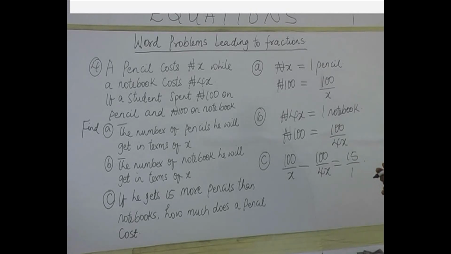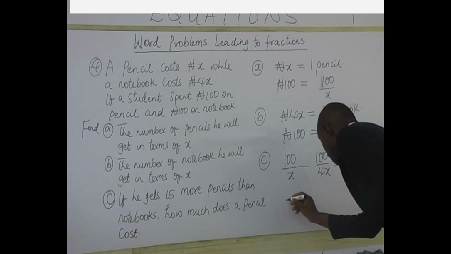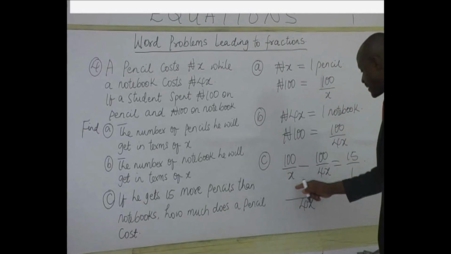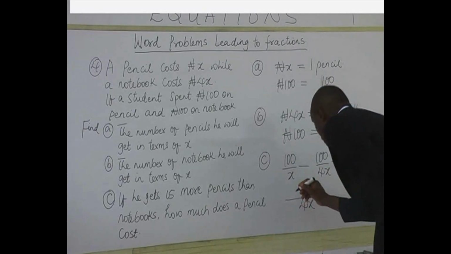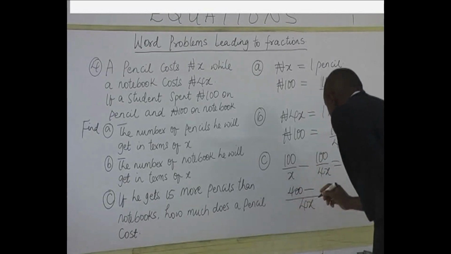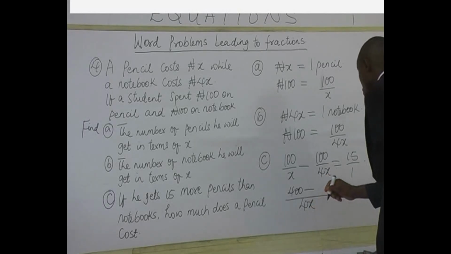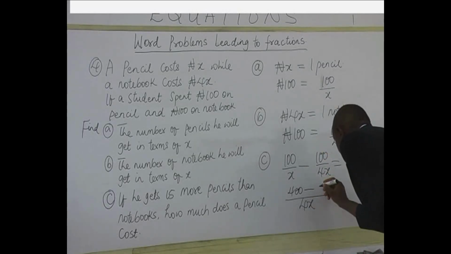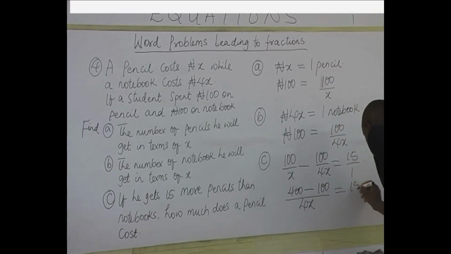The next thing you do now is find the LCM of x and 4x. It's going to give you 4x. X divides 4x, you'll be left with 4. 4 times 100 will give you 400. Bring the sign of minus. 4x divides 4x, will leave you with 1. 1 times 100 will give you 100. And it is equal to 15 all over 1.